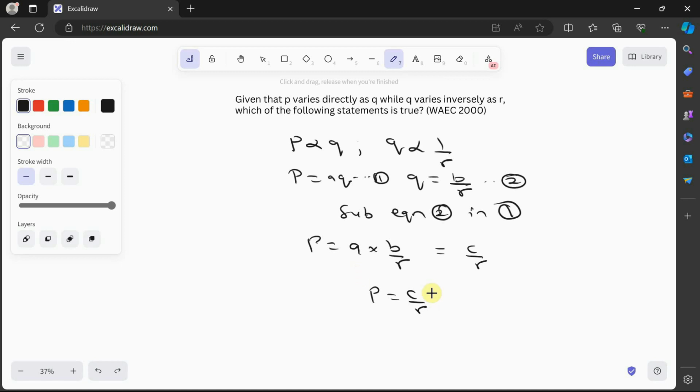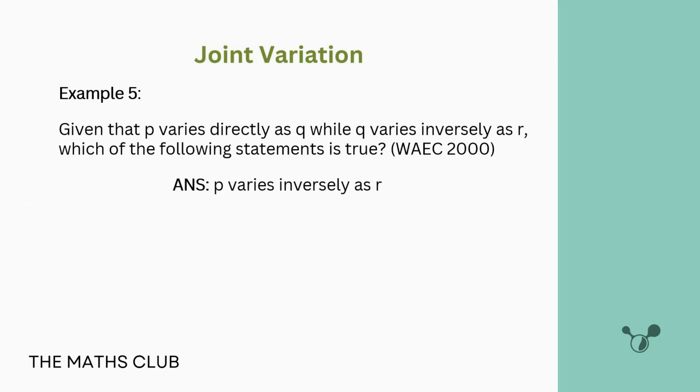If you look at this, what kind of relationship will give us this between P and R? It will have to be an inverse relationship, because it was when there was an inverse relationship that we had something like Q is equal to B over R. So there has to be an inverse relationship. Therefore P is inversely proportional to R. Let's see if we're correct. Great, you see P varies inversely as R.